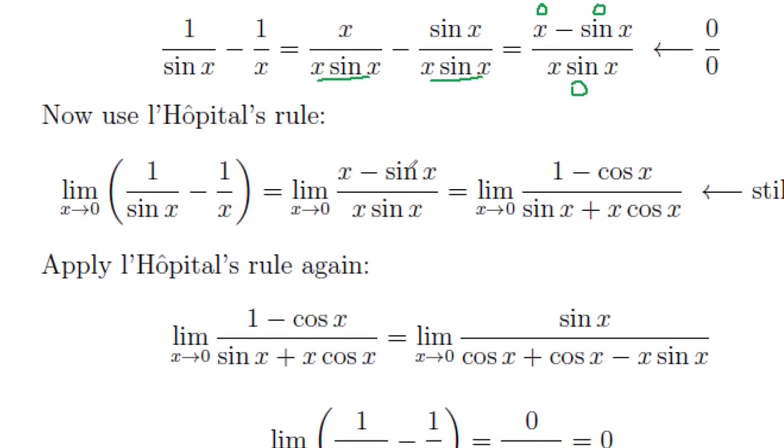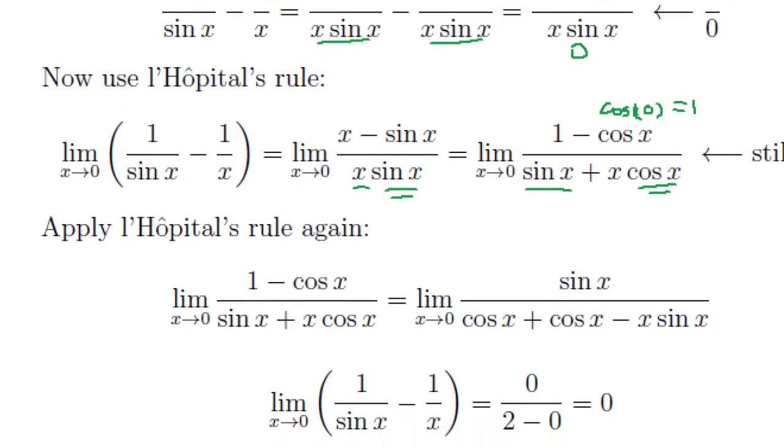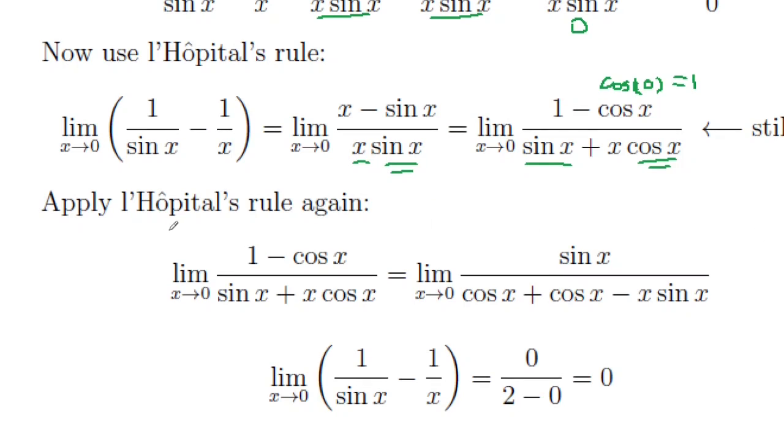The derivative of x minus sine x is 1 minus cosine x. For the denominator, we use the product rule. Derivative of the first, 1 times the second, sine x. Then the derivative of the second, cosine x, times the first. We get this expression. Notice that cosine of 0 is 1. So we end up with 0 over 0 again. We must apply L'Hopital's rule once again, one more time.